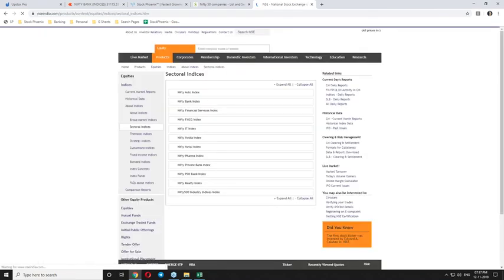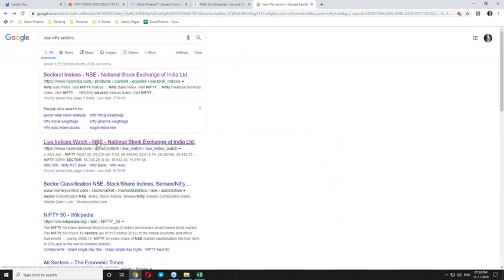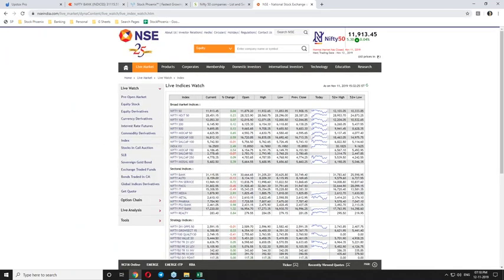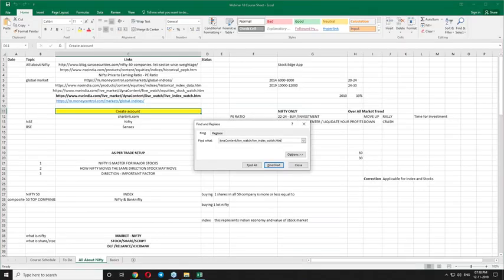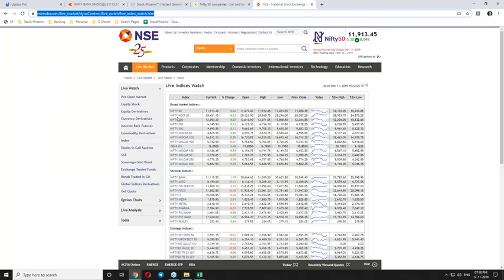Search for NSE Nifty sectorial and you can see here. This link, I think it will be available here. You can see it's available here. So let me paste it. These are the sectors we can see here, which sector is positive and which sector is negative.